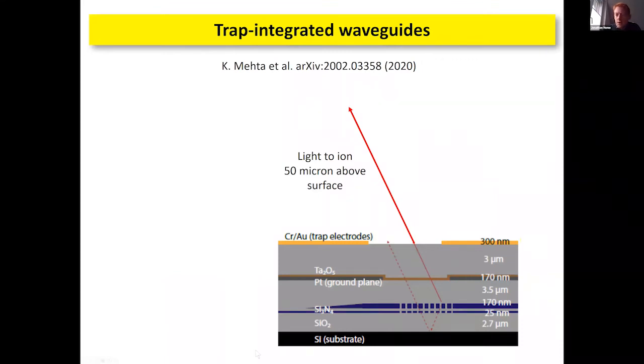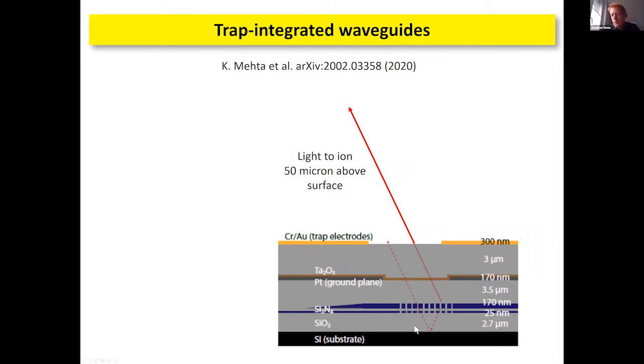So the chips start to look something like this. On the top, you see usually gold trap electrodes, where we're applying radio frequency and static electric potentials. These allow us to generate the suitable trapping potentials for our charges, which sit about 50 microns above the chip. And then there's a whole stack of things below that.